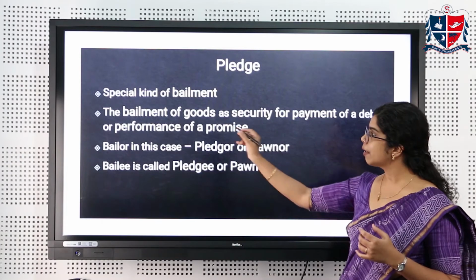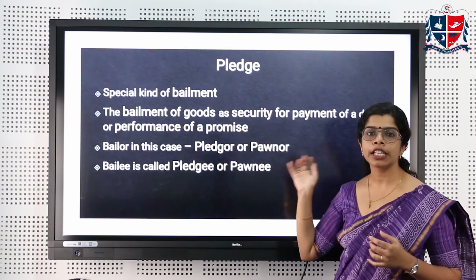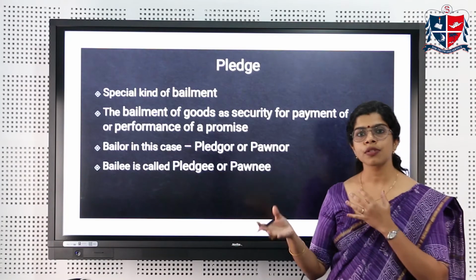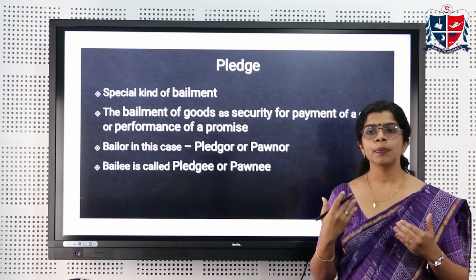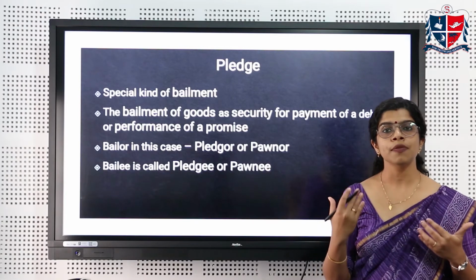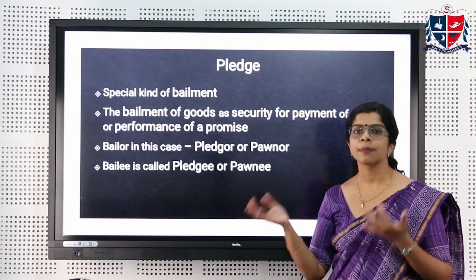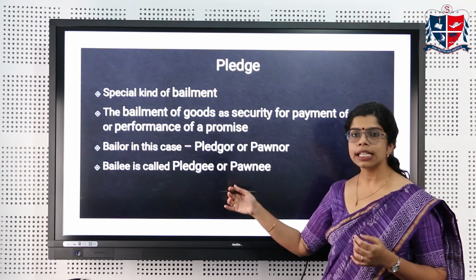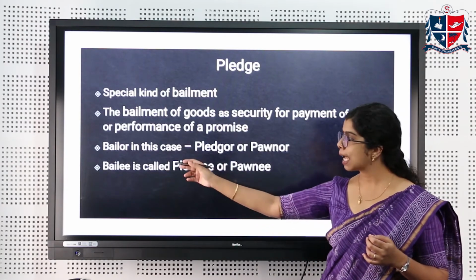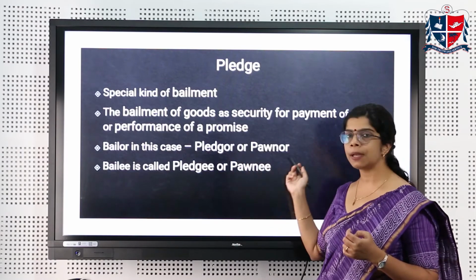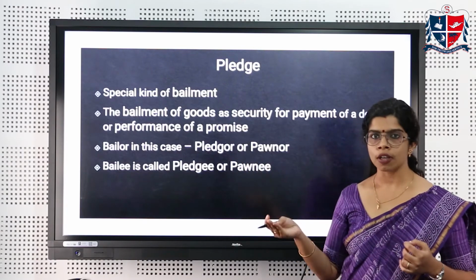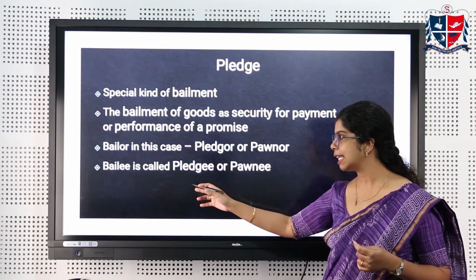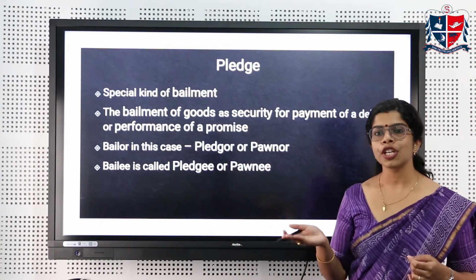It is basically for the security of a payment. So when a person leaves goods with another person as security and takes some money from him, that is a situation of pledge. So here there are two parties. The bailor in this case is known as the pledger, or you can also call him the pawnor. The second party is known as the bailee, and he is called a pledgee or a pawnee.